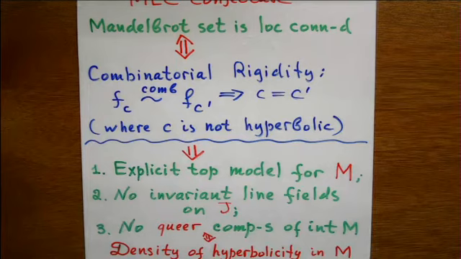I don't have time to define it. Maybe next time I will do that. So if two quadratic maps are combinatorially equivalent and none of them is hyperbolic, then the parameters must be equal. So if there is some rough equivalence between dynamical systems, then they are geometrically the same. The parameters coincide. So this sounds exactly like Mostow rigidity that Bruce was talking about, like its generalizations due to Thurston.